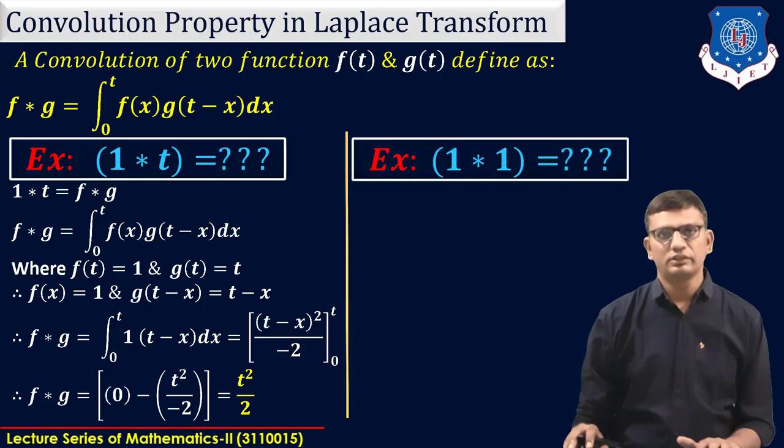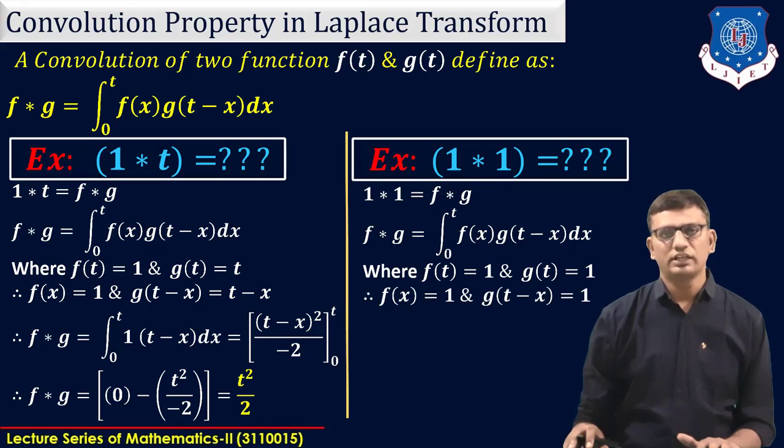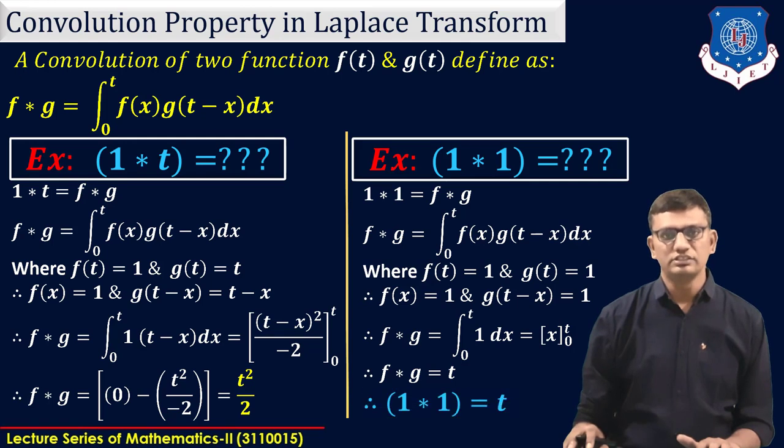Let us see the second example. What is 1 star 1? Here 1 star 1 is f star g, which equals the integration from 0 to t of f(x) g(t minus x) dx. Now f(t) and g(t) are both 1, so f(x) is also 1 and g(t minus x) is also 1. After putting these into the convolution integration, we have the integration from 0 to t of 1 dx. That means the integration is x with limits 0 to t. Now our f star g is t. So finally, 1 star 1 is t.